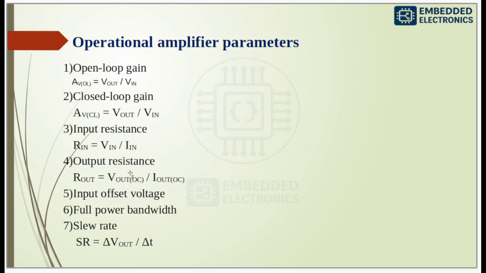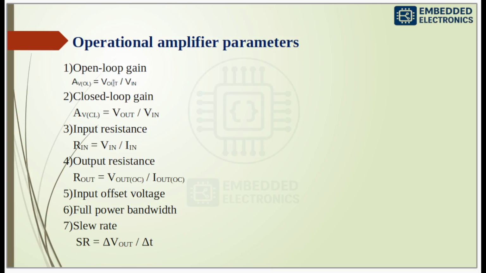And next is the operational amplifier parameters. First is the open loop gain, also called open loop voltage gain. It can be defined as the ratio of output voltage to input voltage measured with no feedback applied. So here feedback is not there. It may be thought of as the internal voltage gain of the device, and this is the equation: V out divided by V in. This value is exceptionally high, greater than 1 lakh.